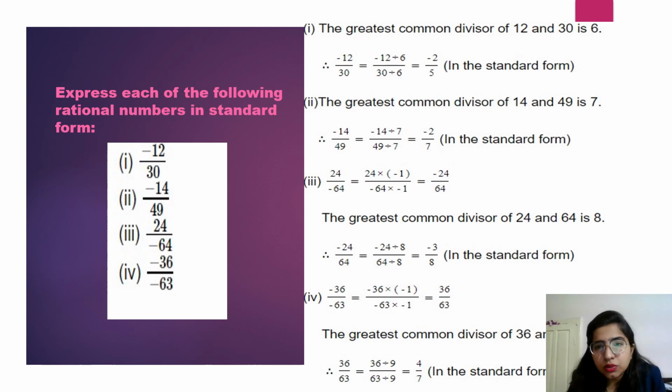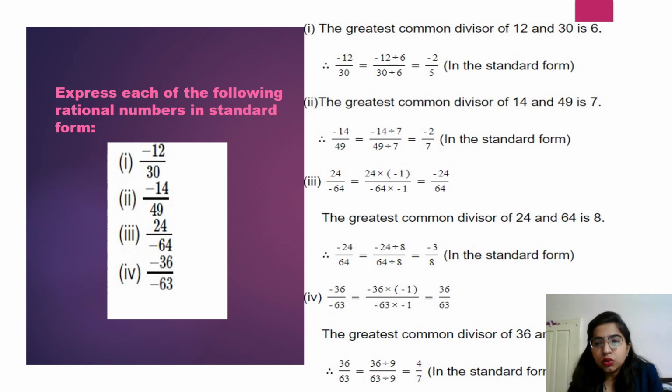So minus 12 and 30, you have to cancel them. You know very well how to cancel, on the same table only. Minus 12 will be cut on 6 and 30 will also be cut on 6. On 6 you can cancel them. Table of 6, the answer will be minus 2 by 5, which is the standard form, because you can see that 2 upon 5 don't have any common factor except 1.